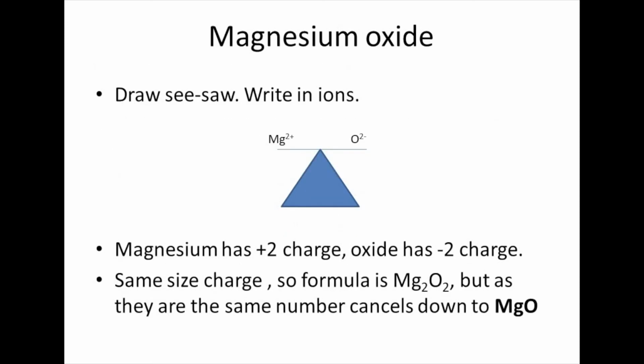Magnesium oxide. Draw the seesaw, or imagine the seesaw. Write in the ions. Magnesium Mg2+, oxide O2-. And when you're writing the ions, the numbers are superscript, they're above. Magnesium has a +2 charge, oxide has a -2 charge. Again, they're the same size. So the formula would be Mg2O2. But because Mg is 2 and O is 2, we can cancel the numbers down to MgO. So that is the formula of magnesium oxide.